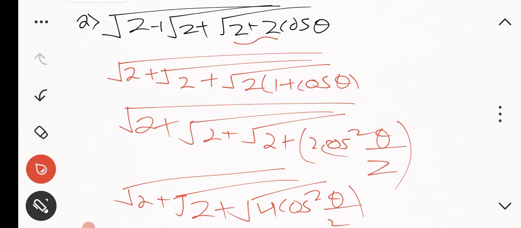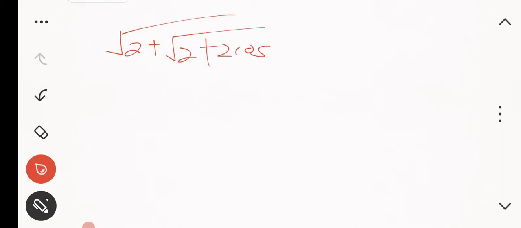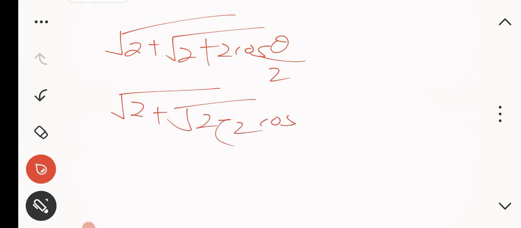Okay, 2 square is 4, right? In the same way we wrote. Now we will see in the next slide: root over 2 plus under root 2 plus 2 cos theta by 2. Okay, now we simplified much more, then root 2 plus under root 2 plus 2 cos theta by 2. Okay, the second step is wrong.